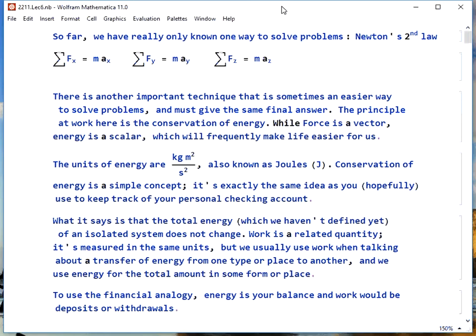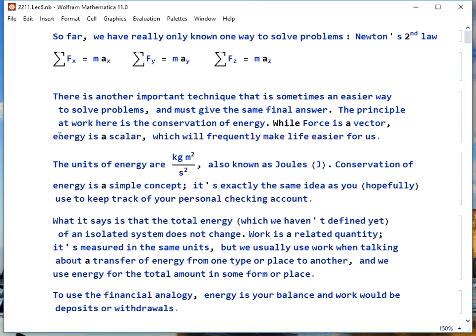So far, we've only had one way to solve problems, and that's to use Newton's second law, where the sum of the forces is mass times acceleration. But there's another very important way to solve them. It's really pretty much the only other way we'll learn how to solve problems in intro physics, and it's got to give us the same answer, but it's a different way to do it. This involves the principle of conservation of energy.